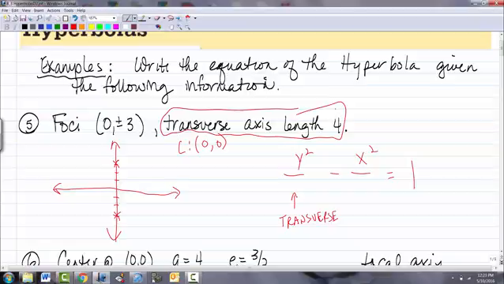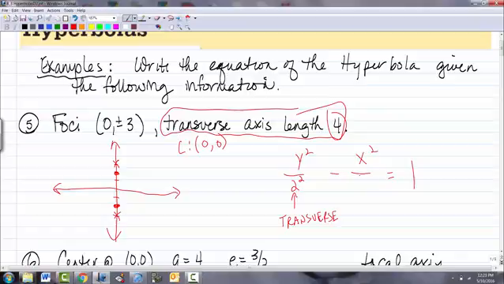The transverse axis length is 2. That means I go 2 up and 2 down for what's called the vertices. And it's 2 squared. So we got lucky if we just put 4 because this is 4. Really, 2 is the radius and you square it. I still use the word radius even though it doesn't apply for this.